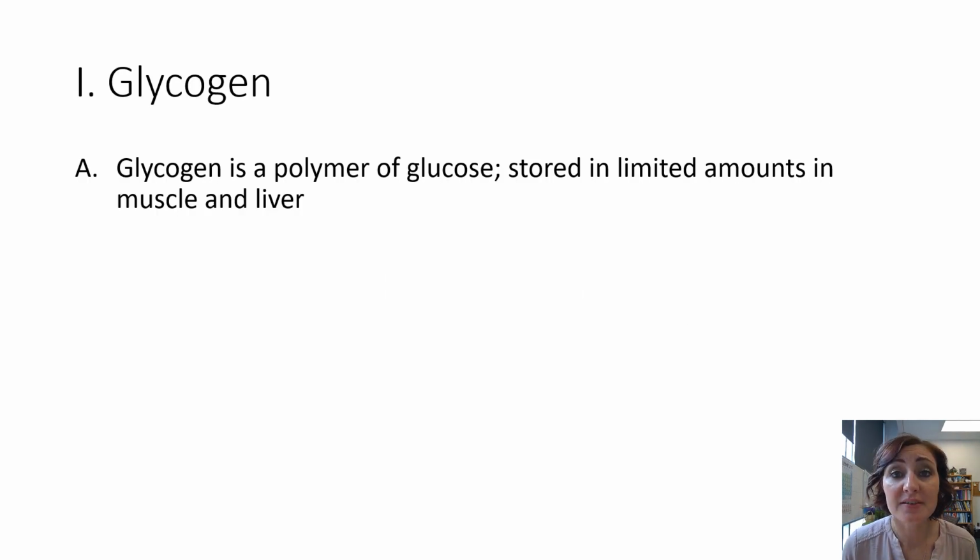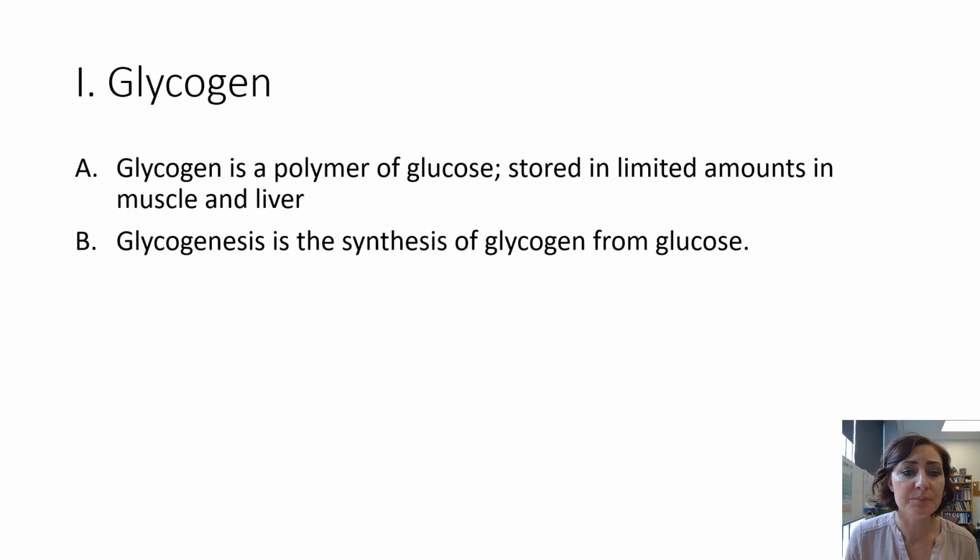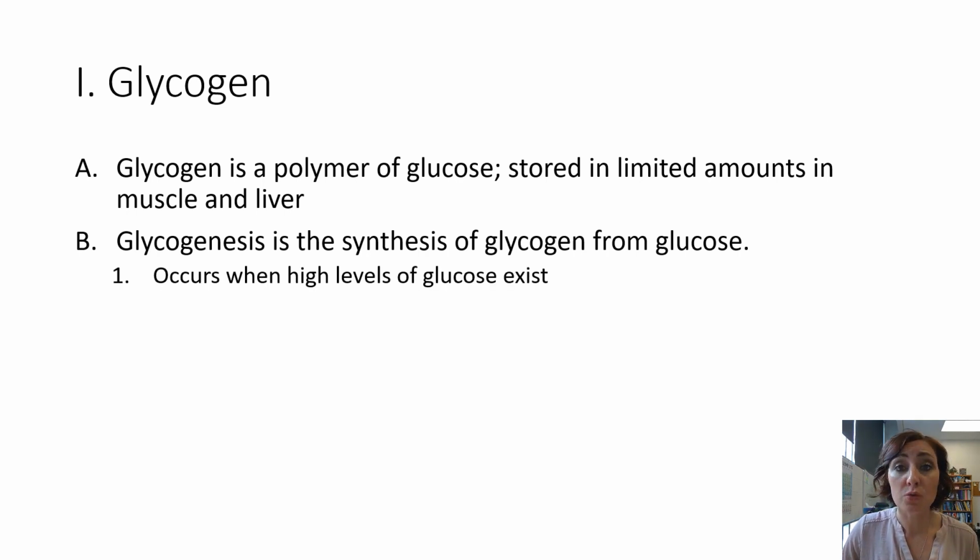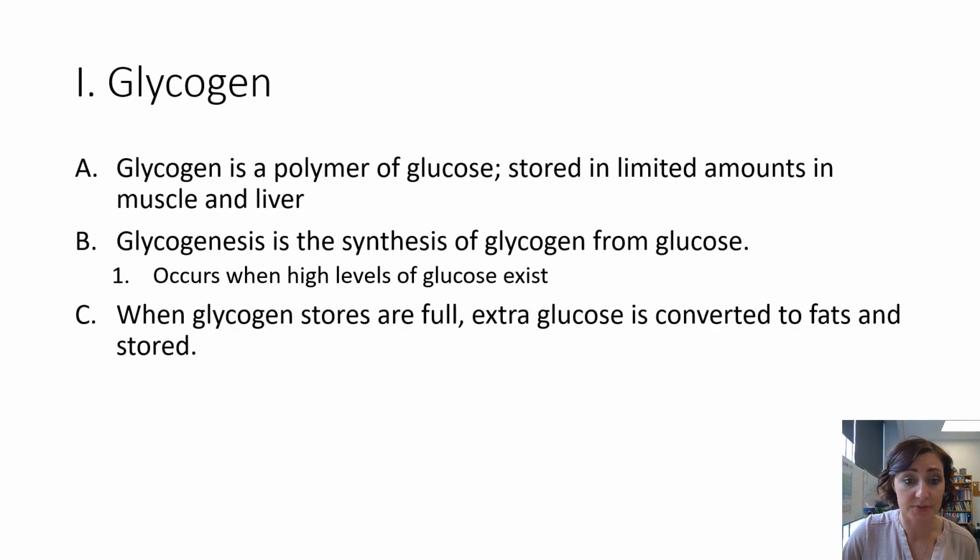All right, so as we said in our introduction, glycogen is a polymer of glucose. So you have a bunch of glucose monosaccharides that are repeated. It is stored in limited amounts in the muscle and the liver for when it's needed. Glycogenesis is the synthesis of glycogen from glucose. So when glucose is in excess, you're going to start to form the storage form of glucose, which is glycogen. You only make glycogen when you have high levels of glucose.